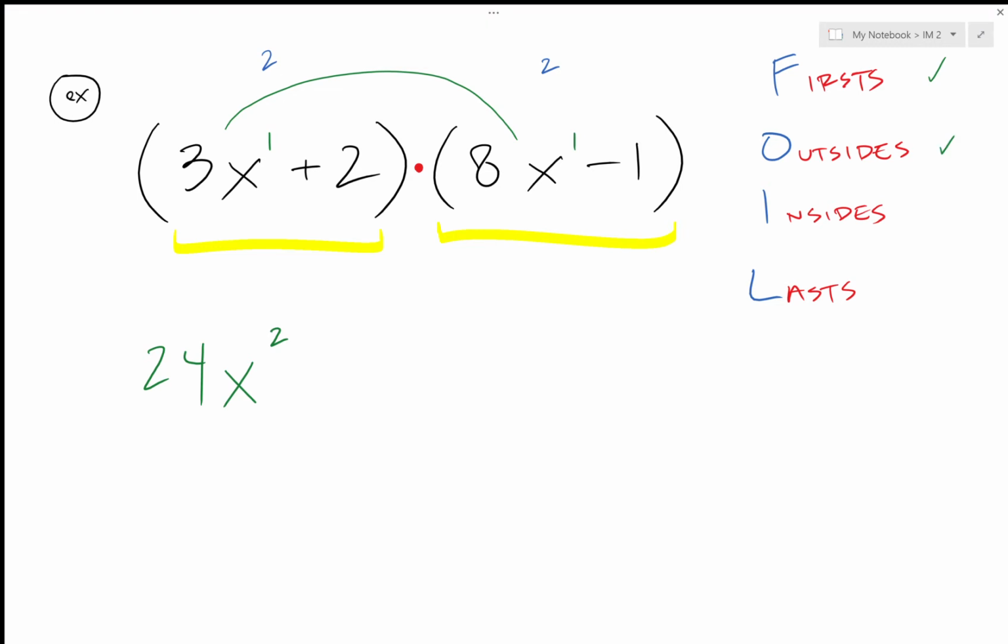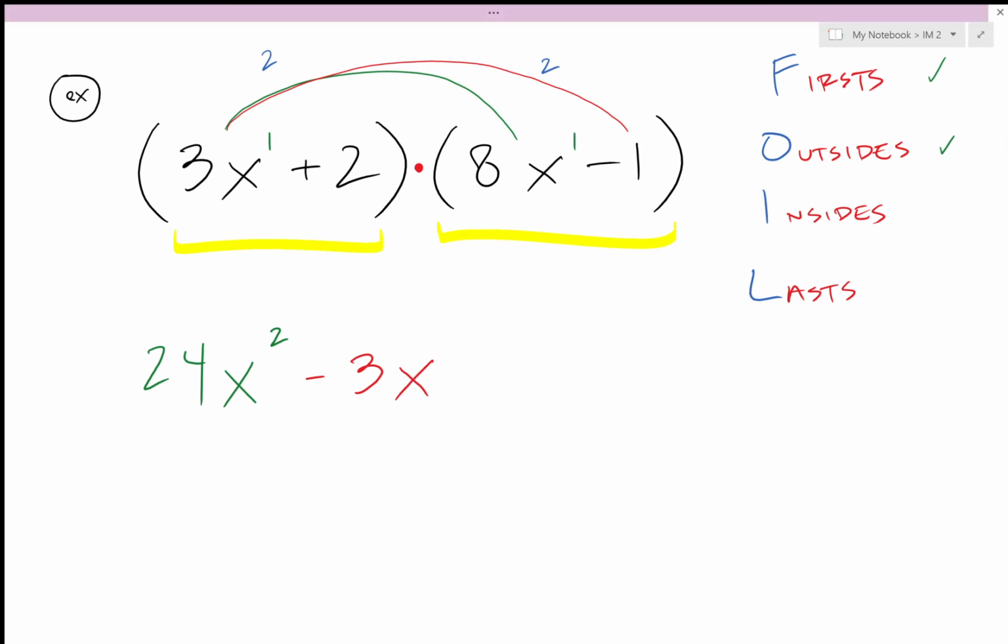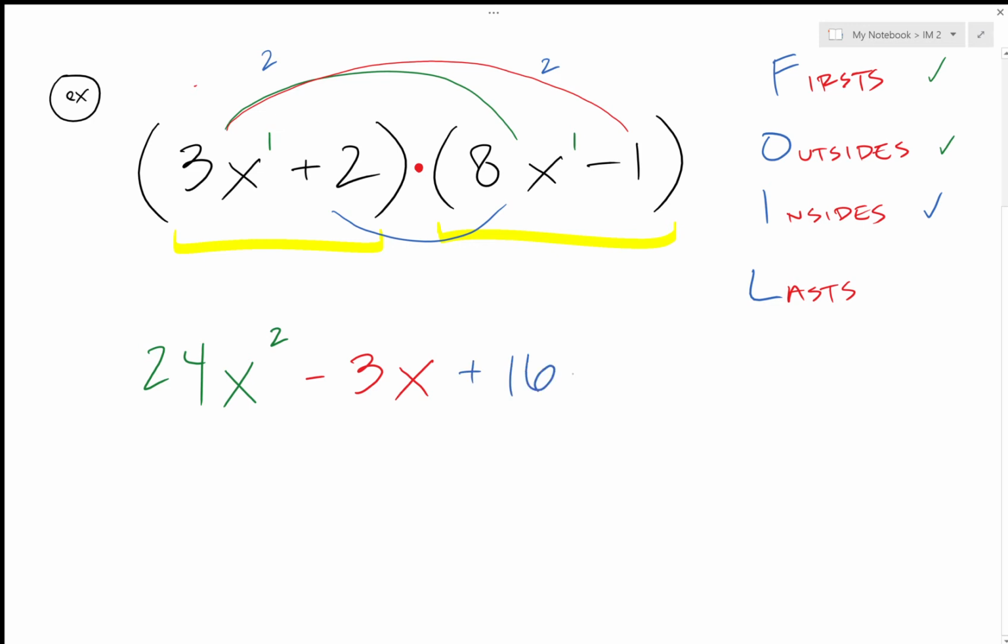Now let's multiply the outsides. So I'll switch colors here. The outside ones are 3x and negative 1. So 3x times negative 1 is a negative 3x. All right, so far so good. Now let's do the insides. Multiply the two inside ones. 2 times 8x. So that's a positive 16x. And finally, we're going to multiply the lasts together. So that's the 2 and the negative 1, negative 2.